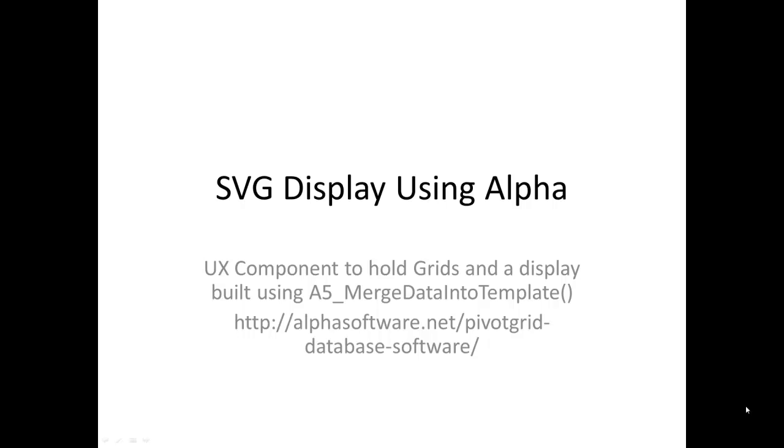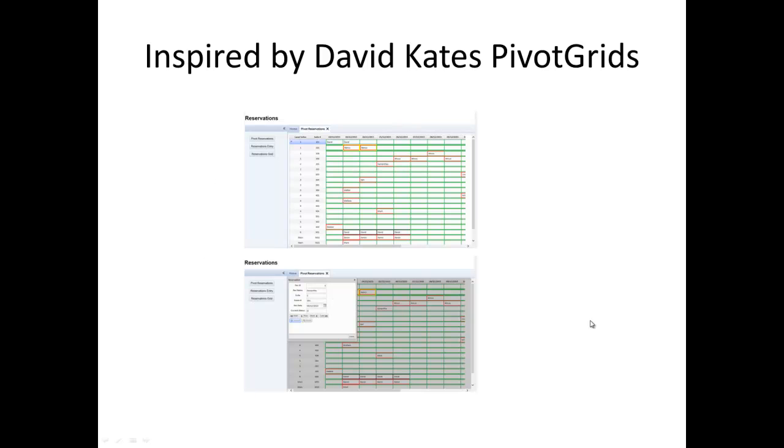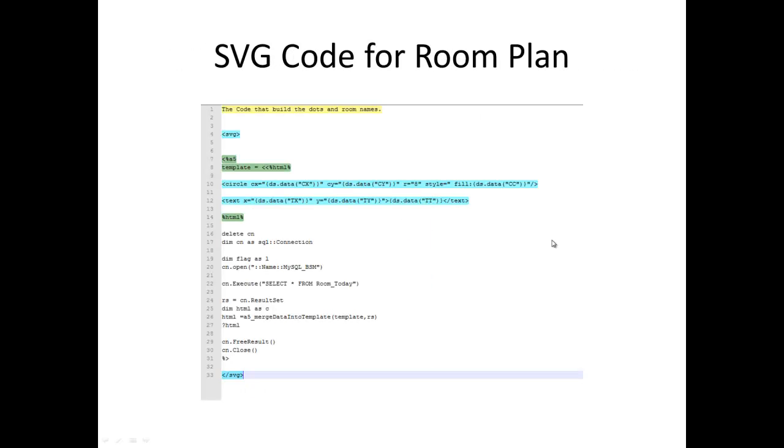I'm going to use SVG display, and I'm going to merge into template with 8.5. Here's what David showed in his pivot grids, and here is essentially the code that builds the room plan. So just that little bit of code is the SVG that puts the dots and the text onto the room plan. Here's the connection string and the result set.